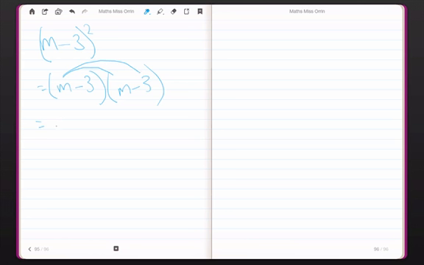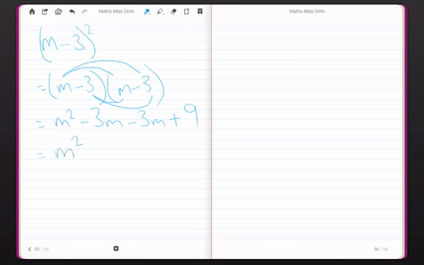All right, let's start with the first bit. So m times m is m squared. m times negative 3 is minus 3m. Now let's do the other one. So negative 3 times both of them. Negative 3 times m is another negative 3m. And negative 3 times negative 3 is 9, but it's a plus 9 because we've got two negatives. They're cancelling each other out.